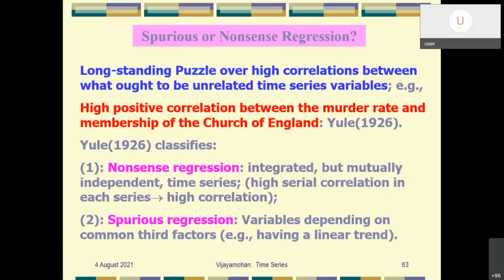Now, what Yule did is he removed the trend from these two variables and he got a close to zero correlation between the variables. Got the idea?